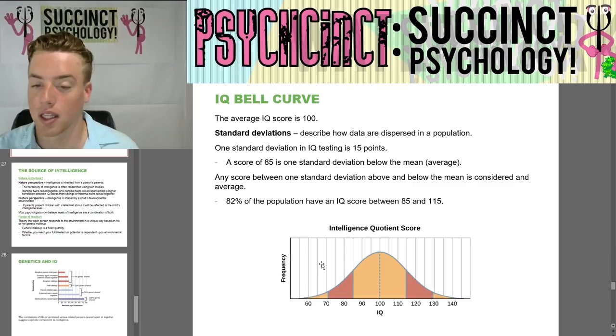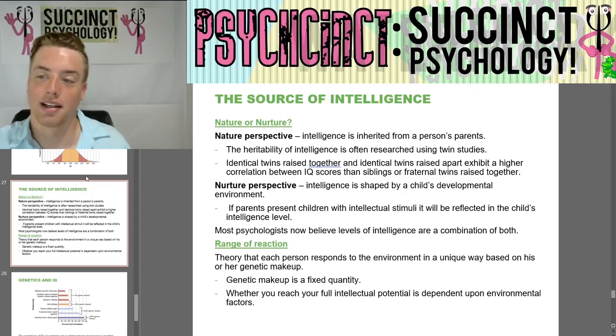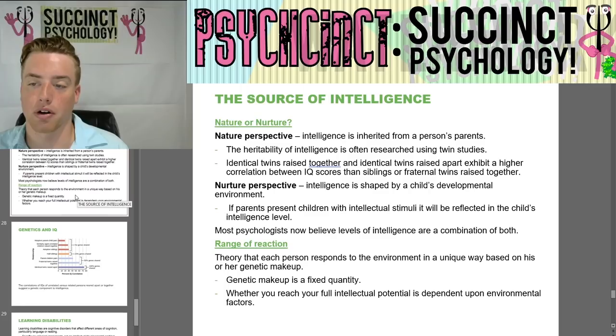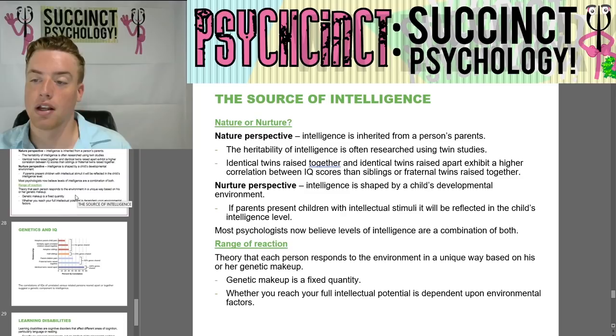So next we have, we only have a few more slides, guys. Let's power through. Next we have the source of intelligence. So nature or nurture. Now the nature perspective is intelligence is inherited from a person's parents. So the heritability of intelligence is often researched using twin studies.